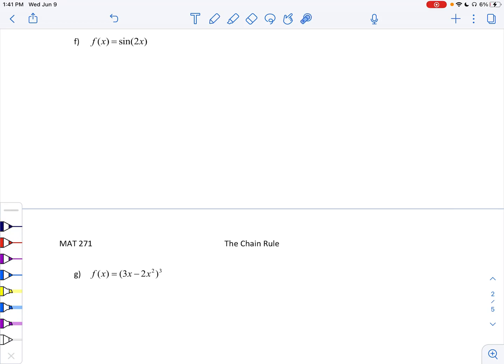2x. So in this case, sine is the outside function, and then 2x is the inside function. So if we take our derivative, we start with the derivative of sine, so we'll have cosine of 2x, and then chain rule, multiply by the derivative of 2x, which is just 2. So just clean this up a little bit, and we'll get 2 cosine of 2x.